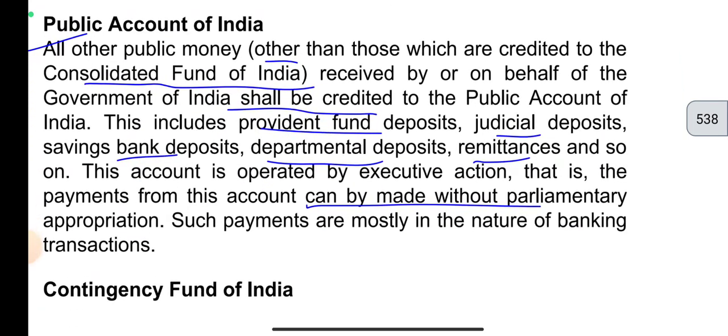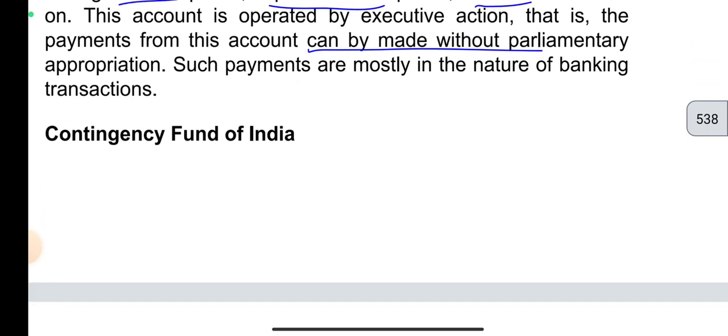Public Account of India: all other public money, other than those which are credited to the Consolidated Fund of India, received by or on behalf of the government of India shall be credited to the Public Account of India. This includes Provident Fund deposits, judicial deposits, savings banks deposits, departmental deposits, remittances and so on. This account is operated by executive action, that is, the payments from this account can be made without parliamentary appropriation. Such payments are mostly in the nature of banking transactions.